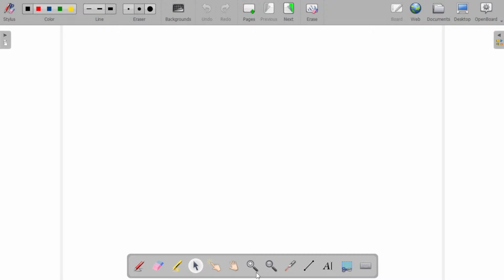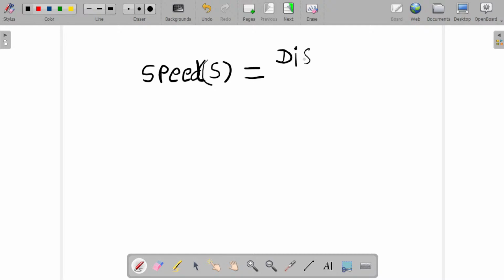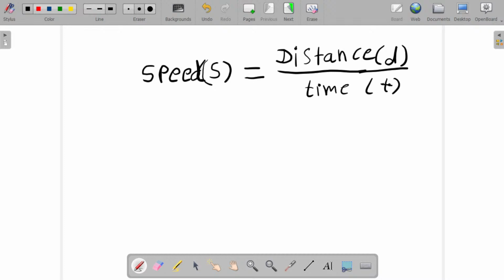So let's start with the basics. The whole set of questions will be based on a simple formula, which is speed, which we will denote by S. Speed is distance, denoted by D, divided by time, which is T. So all questions will depend on this simple formula.